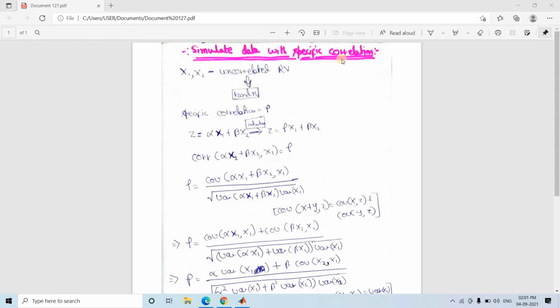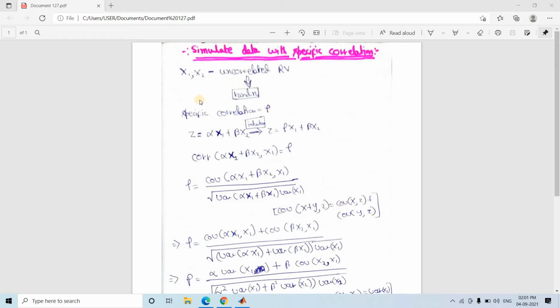Now suppose you have to generate two data sets which have a specific correlation, suppose rho, and the problem statement is how we can generate the data. That is what I am going to discuss in this video, because this kind of data set generation with a specific correlation value can be helpful in other statistical analysis which you can perform on that data set.